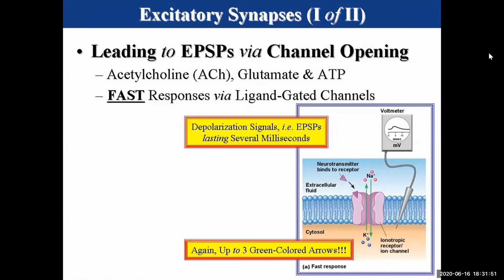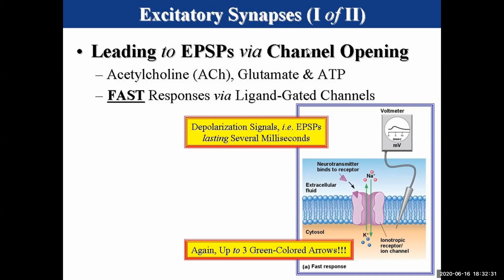Now, once the neurotransmitter binds to the receptor, it can induce the postsynaptic neuron. It can basically change the resting membrane potential of the postsynaptic neuron. It can either depolarize it or it can hyperpolarize it, right? So when it depolarizes it, we call it excitatory signals. So the signal is EPSPs.